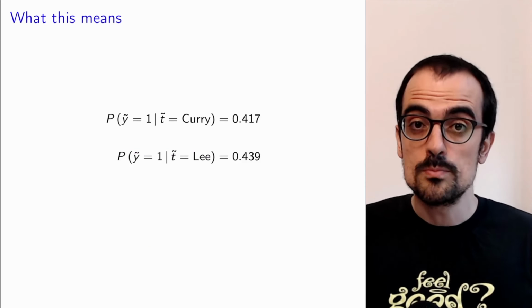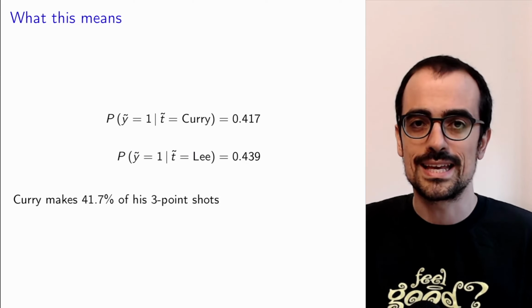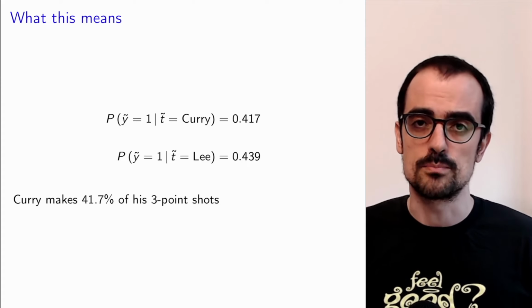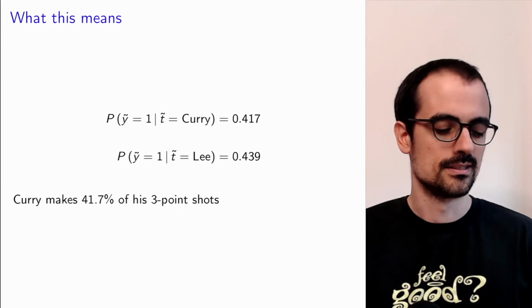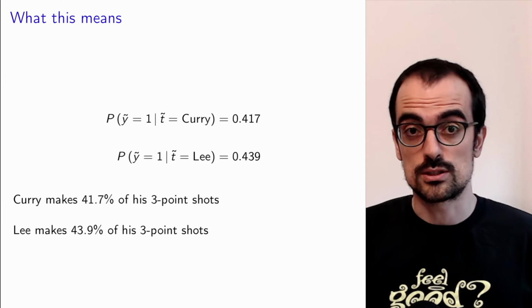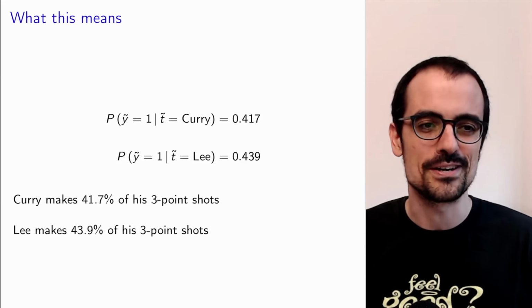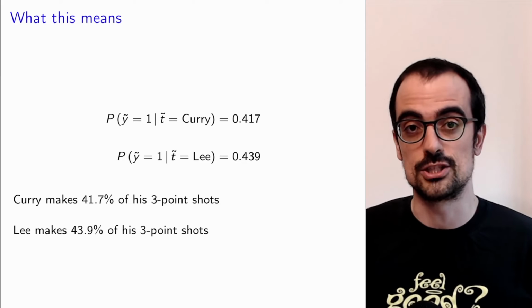Okay, so what they do mean is that from all his three-point shots, Curry makes 41.7%. There's no discussion. That is exactly what this means. Similarly, from all the three-point shots that he takes, I hope I said that right for Curry, that he takes, Lee makes 43.9% of his shots.